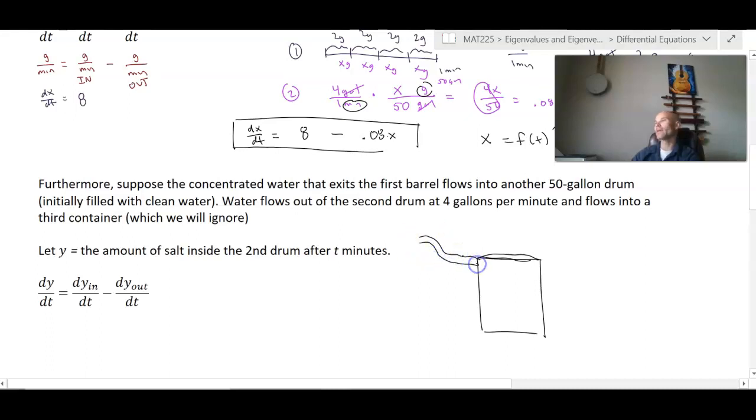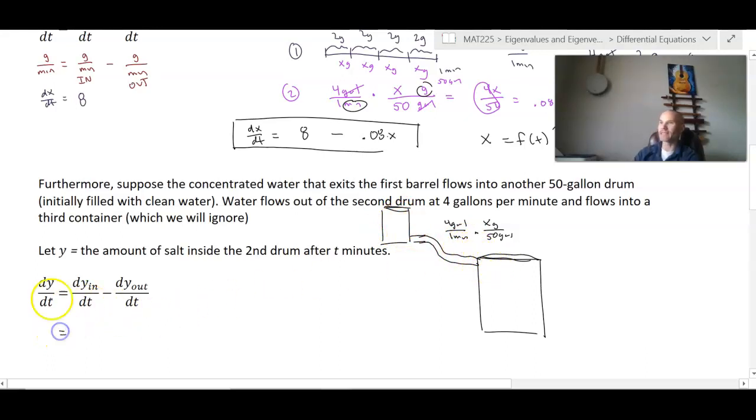Flowing in here is what's coming out of the first drum. I'm going to make it small, it's not the actual size of it, but it's what's coming out of here as far as the amount of salt. Now, in this case, I already have that. That's going to be my 4 gallons per 1 minute multiplied by X grams distributed among the 50 gallons of drum number 1. So that's what's coming into tank 2.